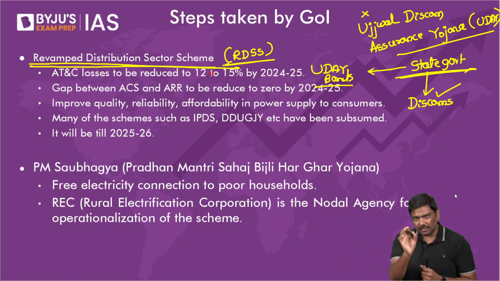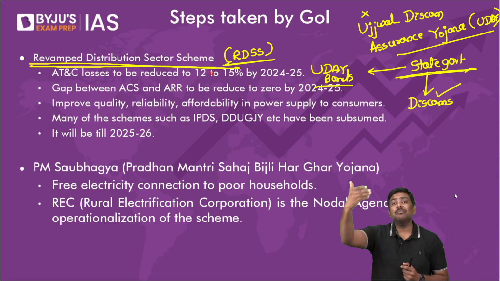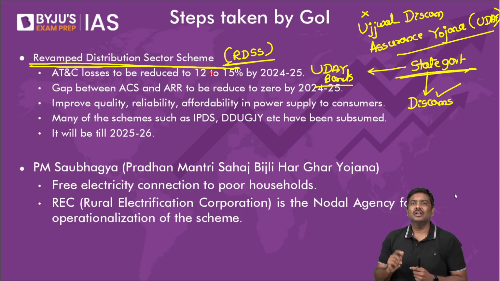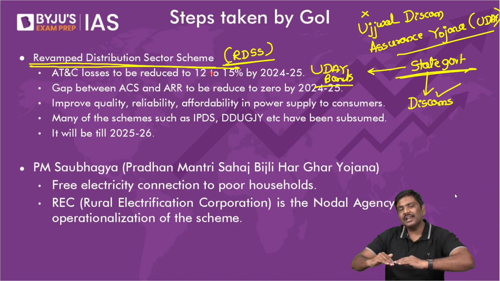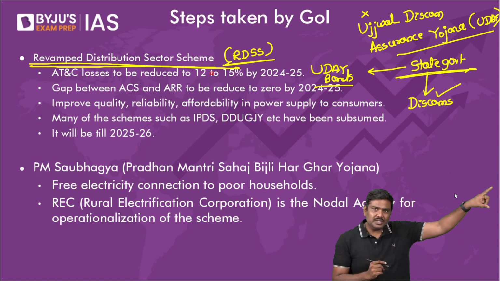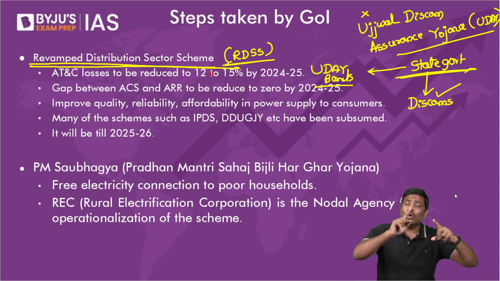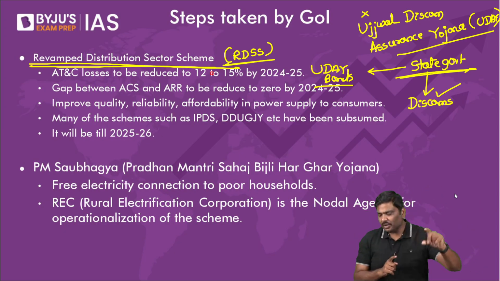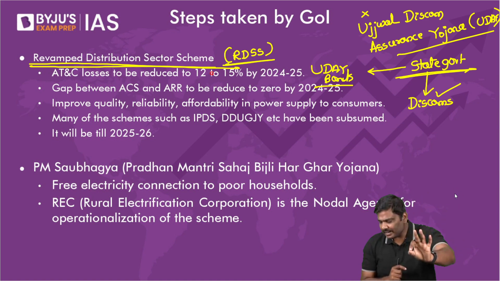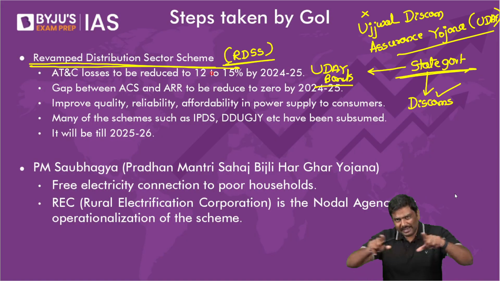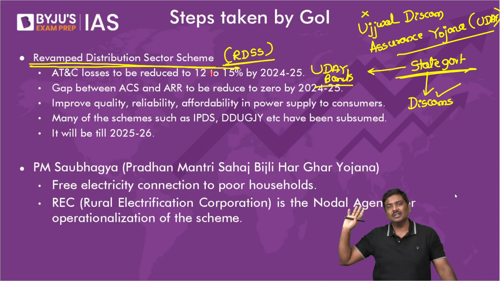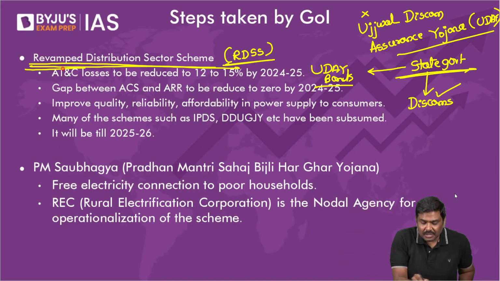Provided, please remember this, provided the state government prepares a plan on how to reduce AT&C losses and how to reduce the gap between ARR and ACS. Annual targets will have to be prepared by the state government and submitted to the center. If you meet the targets, only then the amount will be given to you. Is the logic okay? If you meet the targets, only then assistance will be provided by the central government. If you do not meet the targets that you yourself have set, the central government will not give you any kind of assistance. That is the importance of the Revamped Distribution Sector Scheme.